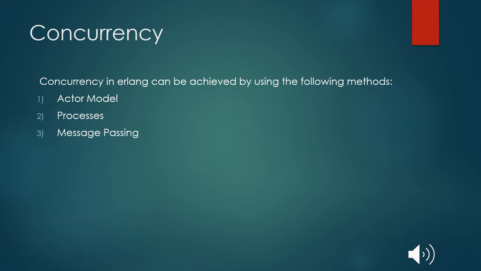Now let's see how each design goal is achieved in Erlang. First, let's talk about concurrency. Concurrency in Erlang can be achieved by using the following methods. The actor model is one method, the next one is processes, followed by message passing. Achieving concurrency is nothing but the ability of the Erlang programming language to process multiple threads at a time. Erlang's concurrency is considered to be very good, and that's why it is being used by big companies like WhatsApp.